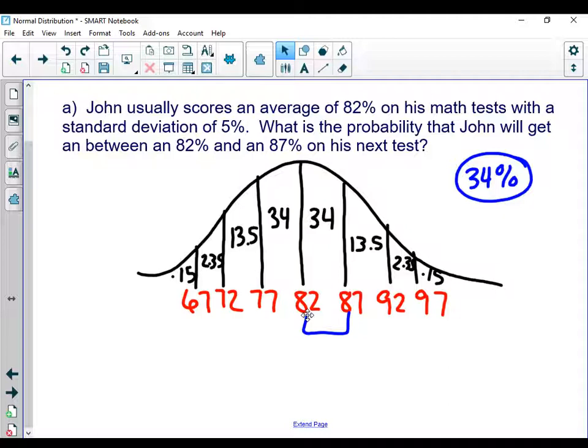I can say, what's the probability that they scored above a 92? I would just add 2.35 and 0.15 to get 2.5%. I could say, what's the probability between 77 and a 97? I would just take all of these percentages and add them up. Any questions so far?